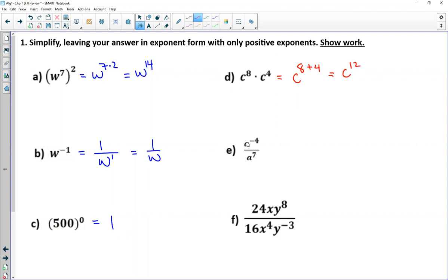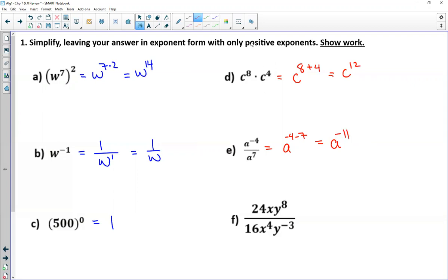For our next one here, we have a to the negative 4th over a to the 7th. When we have the same bases and they are being divided, we are going to subtract their exponents. We're going to have a to the negative 4 minus 7. Negative 4 minus 7 is going to be a to the negative 11th.